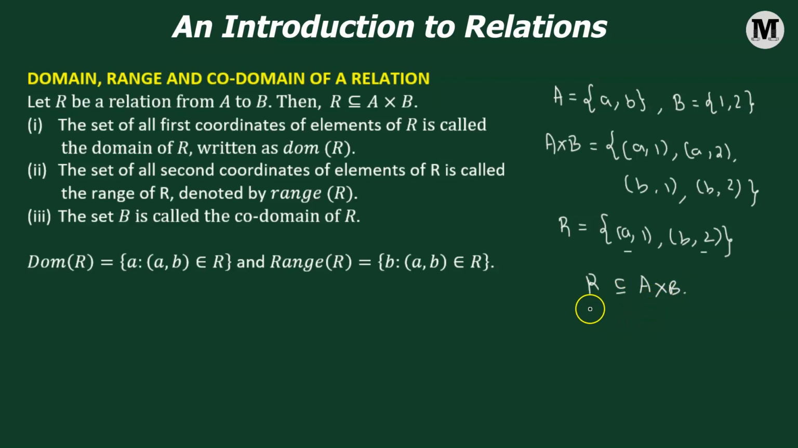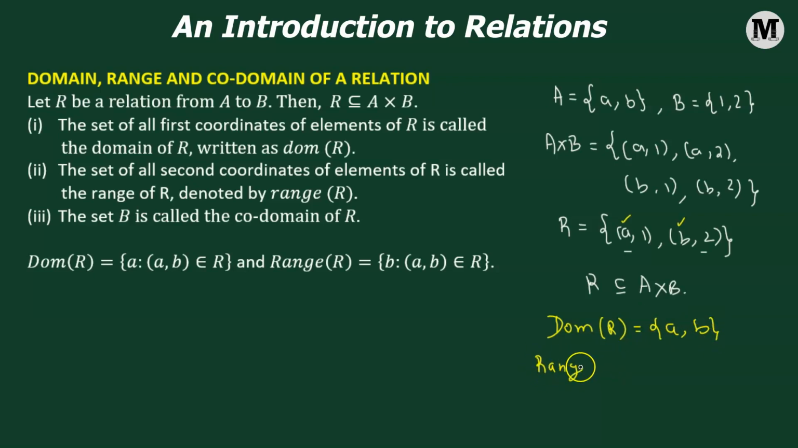Now the question is, what is the domain of this relation R? Domain means we're going to consider the first element of each ordered pair. Since we have two ordered pairs here, we consider from each of the two ordered pairs the first element. So here we have the element a and the element b. So the domain of the relation R is going to be a set containing two elements, a and b. Next, what about the range?